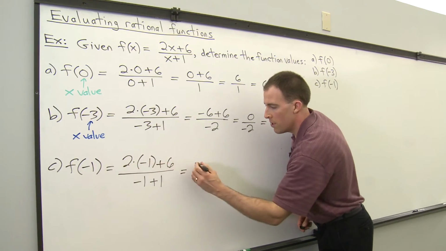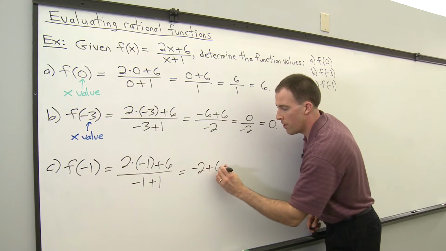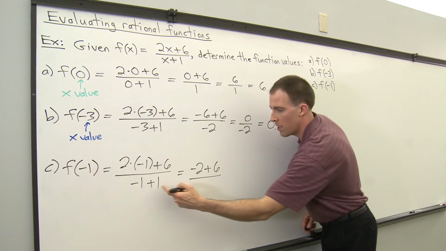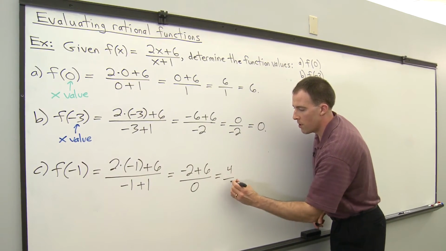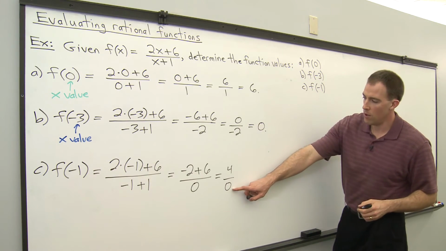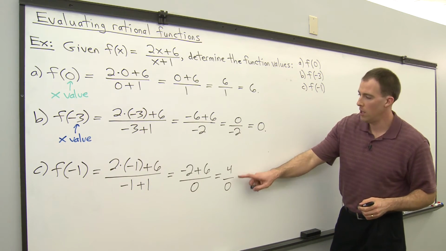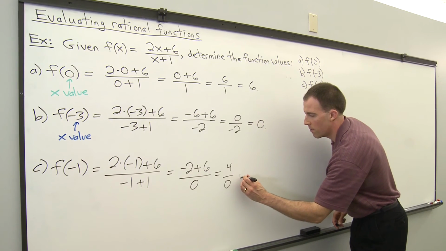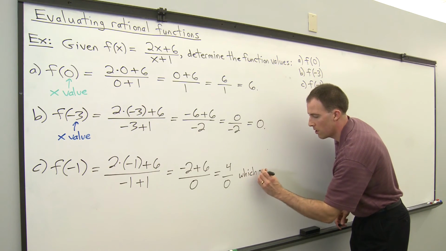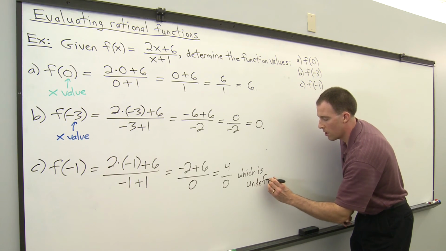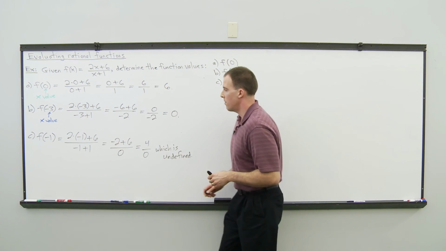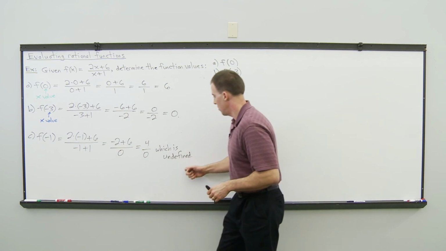2 times negative 1 is negative 2. So we've got negative 2 plus 6. That's all divided by negative 1 plus 1, which is 0. It simplifies to 4 divided by 0. And division by 0 is undefined. So 4 divided by 0 here is undefined. So for f of negative 1, we would conclude that that is undefined.